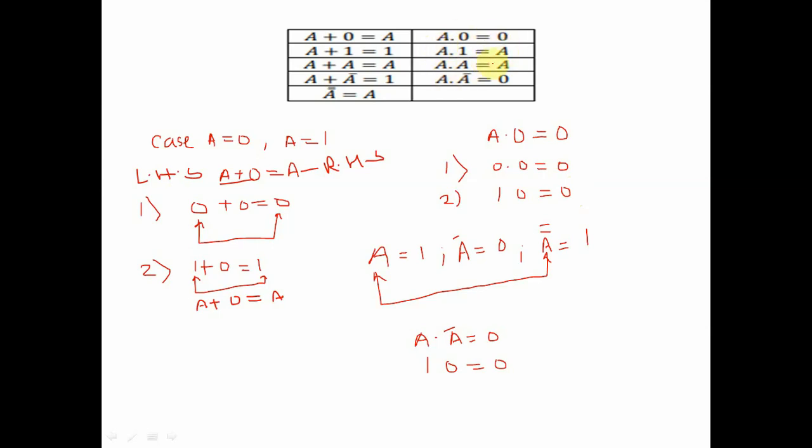Now A dot A is equal to A. If we take 1 dot 1, the answer is 1. 0 dot 0, the answer is again 0. And the last one is A dot A bar is equal to 0. If we take A is equal to 1, then what is the value of A bar? A bar is nothing but 0, and 0 multiplied by any term, the answer is again 0. This is called the ANDing law and ORing law.